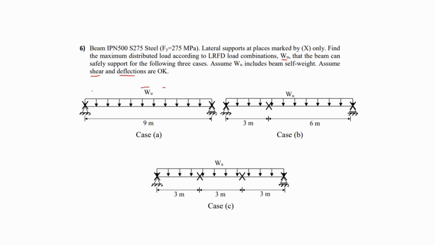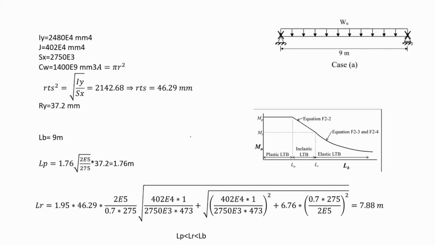So if we take a look at the beginning at this case A, here you have lateral supports in X marks, and it is a simply supported beam, pin and roller, and we're supposed to find Wu. Now, in this problem, first of all, I want to check the compactness. So I can check the compactness of the flanges or the webs, and I can check the compactness of the whole section based on its length.